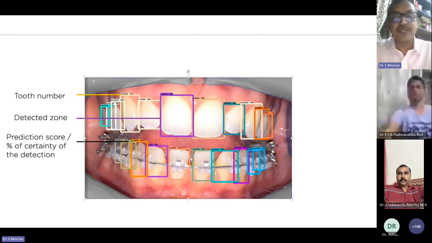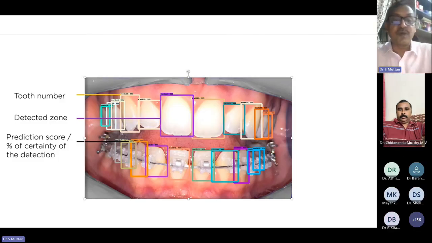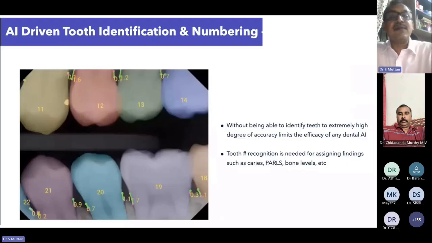Our salutations to all those computer science, IT, and other engineers who write programs on this. An image is given to them, and they write wonderful programs. This is tooth number 1, tooth number 2, tooth number 3. They are in place. They are tilted. They are angled. They are good. They are bad. They are discolored. So much information that you can derive. So tooth number, detected zone, prediction zone. You can see how AI-driven identification gives the numbering.